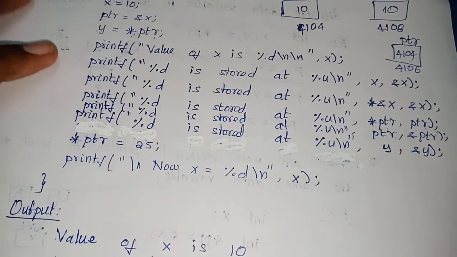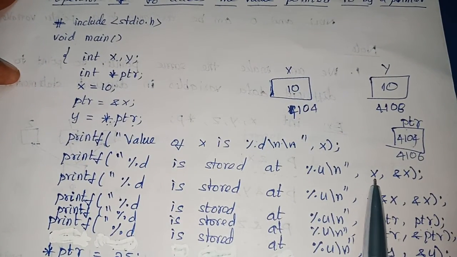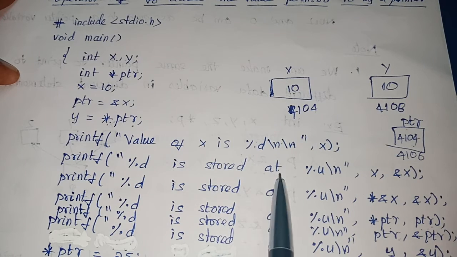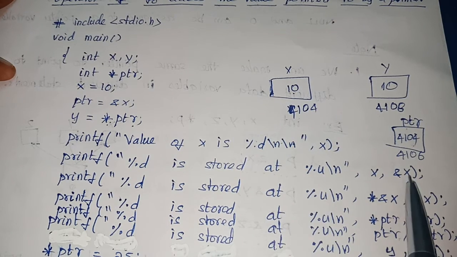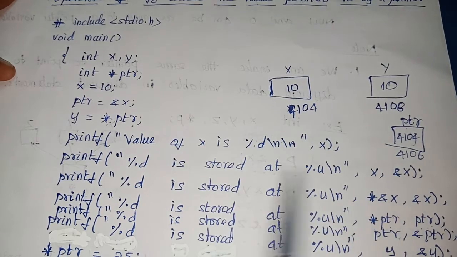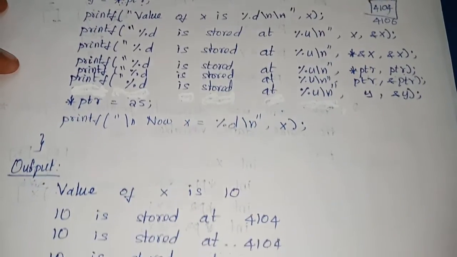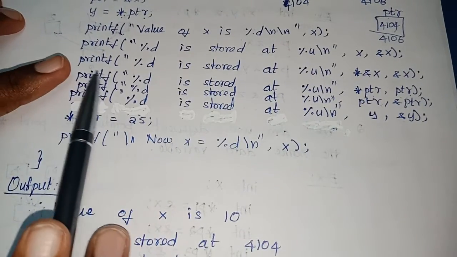Next, second printf statement. %d. What is %d? x. What is x? 10. 10 is stored at, this is an unsigned integer, &x. Ampersand x is the address, so this statement gives me the address of x. So what will be printed? 10 is stored at, what is the address of x? 4104.